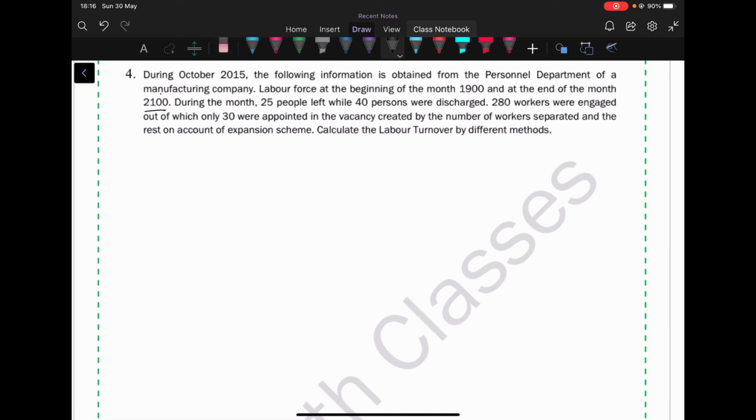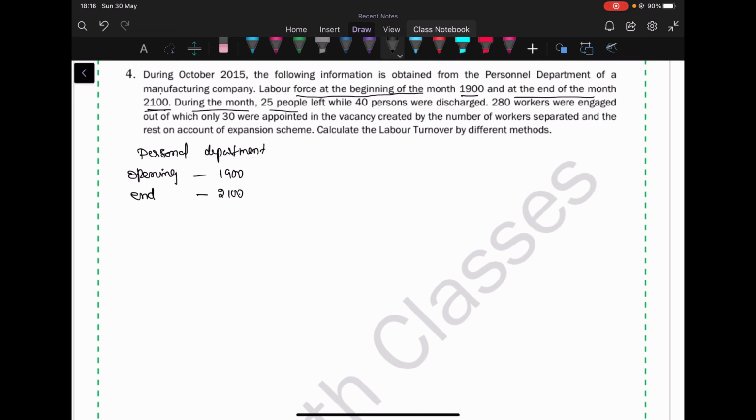I will write the question as it is here. This is under the personnel department, that is the HR department of a manufacturing company. Labor force at the beginning of the year, so I can tell you that these are the opening employees. Opening employees we had 1900. At the end of the month, 2100. End of the month we have 2100 employees.